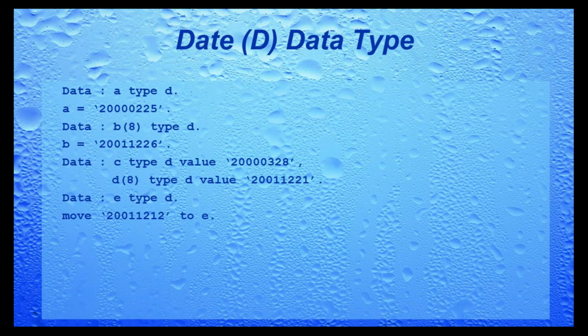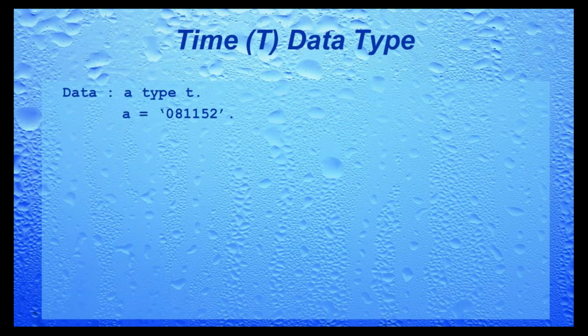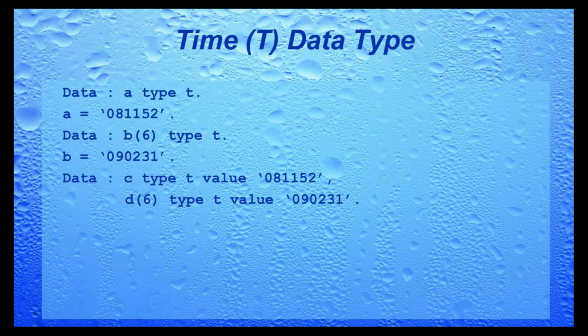Okay. Now here we have time. We'll be mentioning the time as hours, minutes, and seconds. So the time will be typed as hours, minutes, and seconds. HHMMSS is this: hours, minutes, and seconds. So what about date?